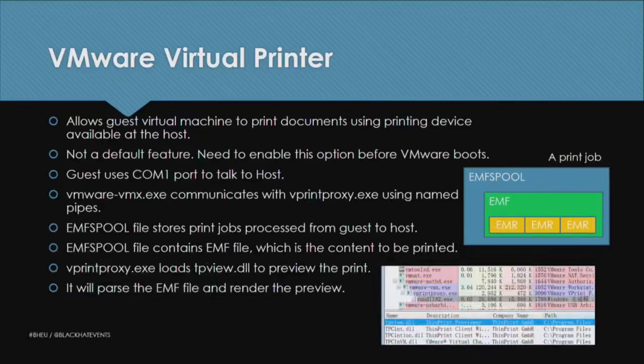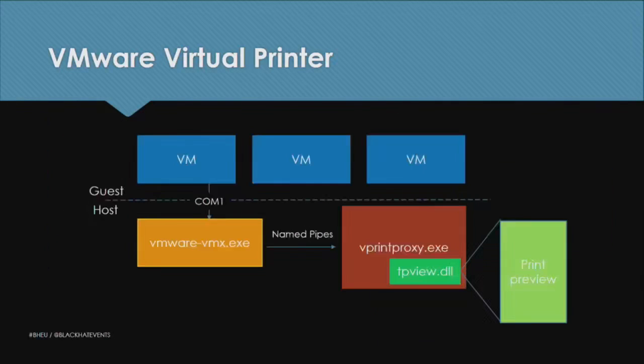When vprintproxy.exe receives the print job, it will load tpview.dll to do a print preview work. tpview.dll will parse the EMF content and render the preview on the screen. Because of this interesting function of tpview.dll, one can craft a malformed EMF spool and EMF file, write to the COM1 port in the guest virtual machine, trigger bugs in vprintproxy.exe, and finally get code execution on the host.